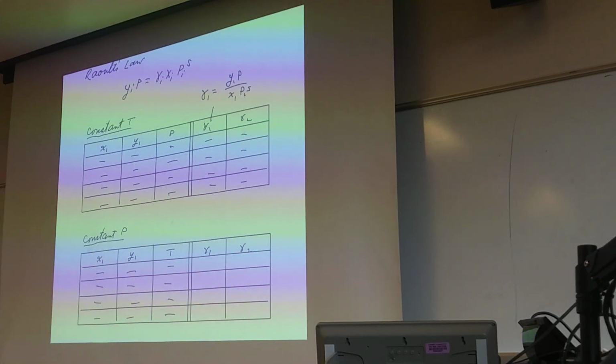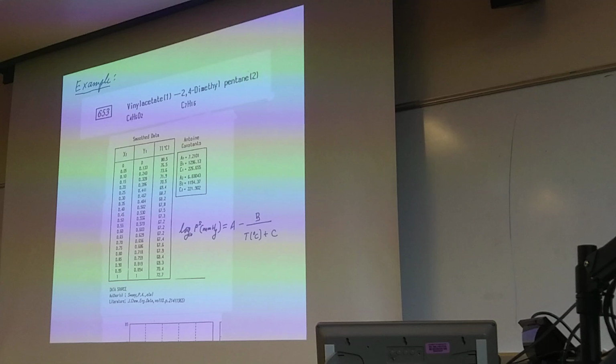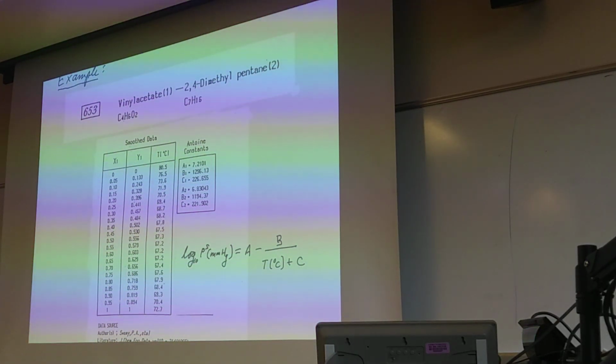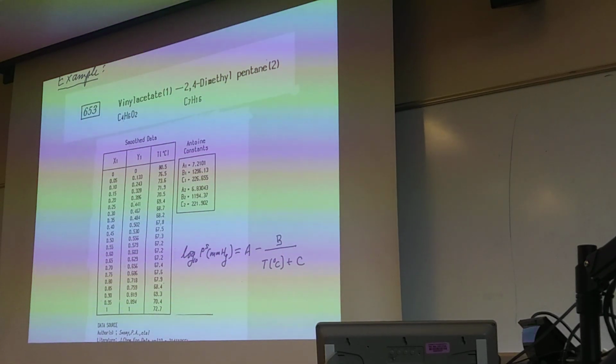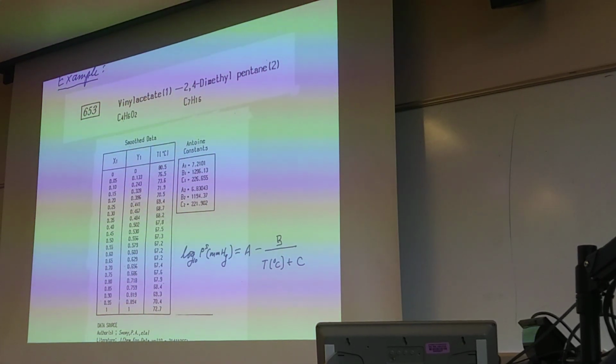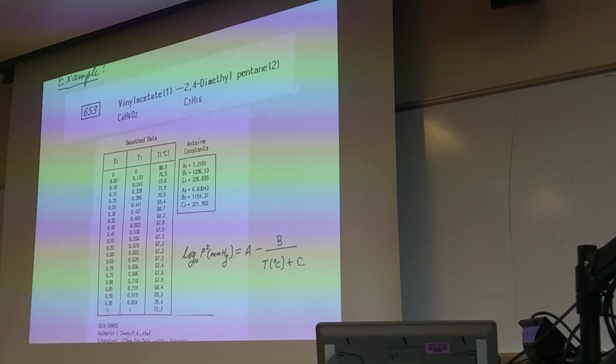Well, let's look at some data. I think I have here some examples. Here's an example of vinyl acetate. This is out of some database. This is system number 653 in this particular database. And these are data shown for vinyl acetate and 2,4-dimethylpentane. And as I said, this is a constant pressure data system. This is all at 1 atmosphere. And here are my x1, y1 values and the corresponding temperatures.